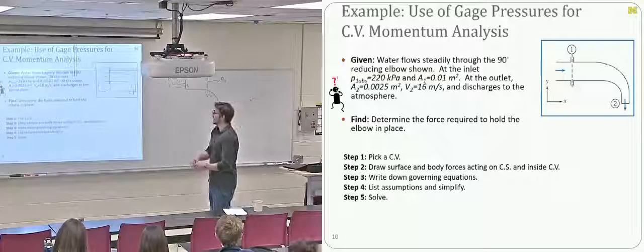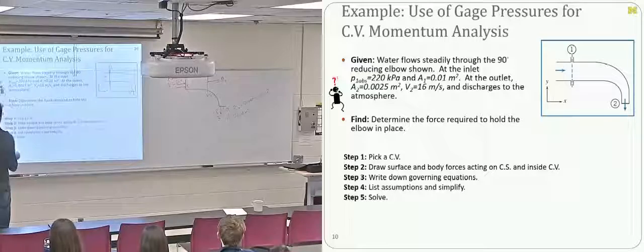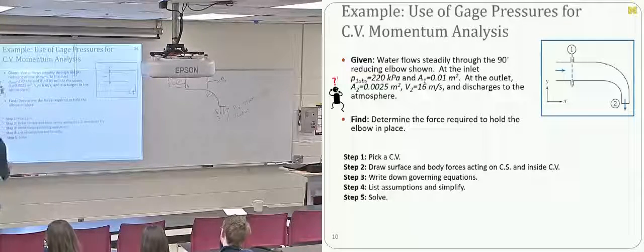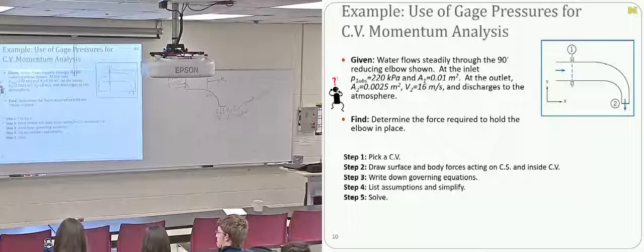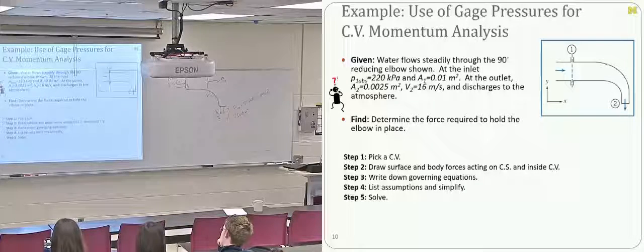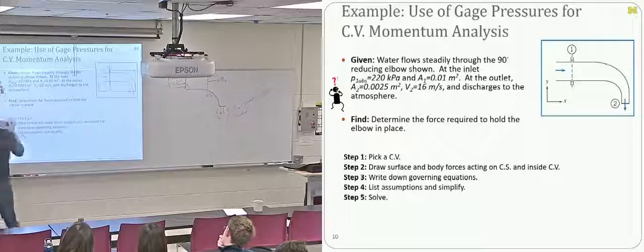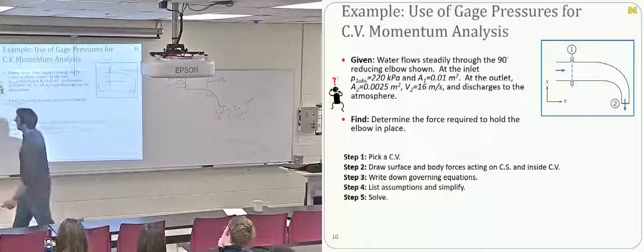Okay, so now we picked a control volume, drawn the surface and body forces. Let's go ahead and write down our governing equations. First up, conservation of mass, right? So this tells us d/dt of the integral over the CV of rho dV plus the integral over the control surface of rho V dot n dA is equal to 0. Anything we can cancel here? Right, because we've assumed steady flow, yeah?